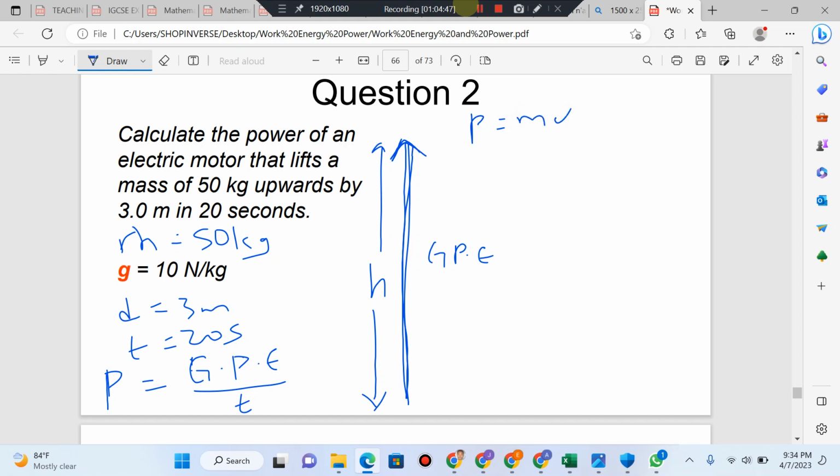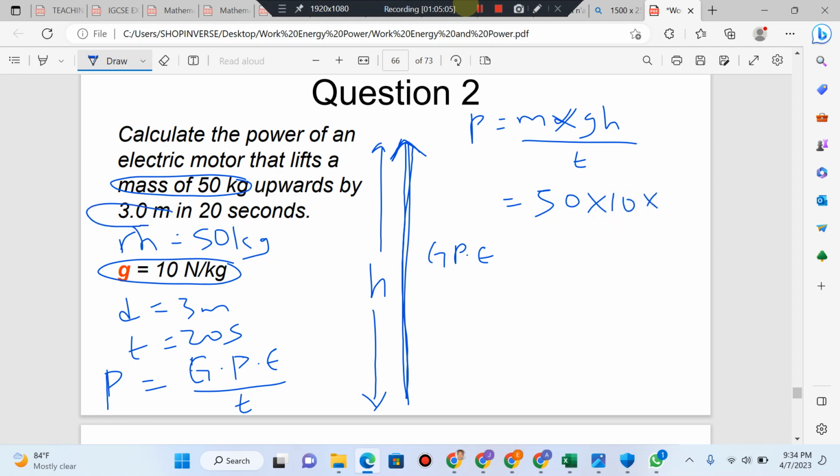So our power equals, what's gravitational potential energy? mgh, m times g times h, divided by t. What's our mass? Our mass is 50 kilogram. What's gravitational field strength? g is always 10. What's our height? The height is the upward distance, a distance of 3 meters. What's our time? Our time is 20 seconds.